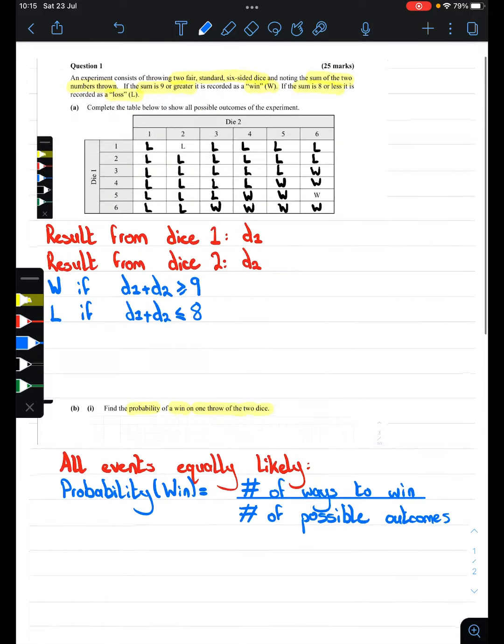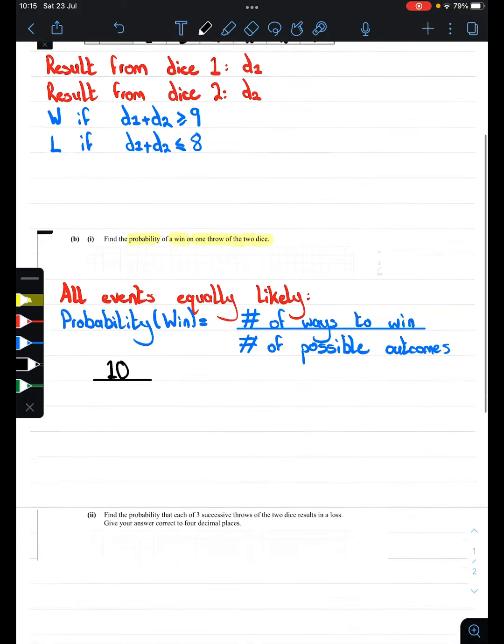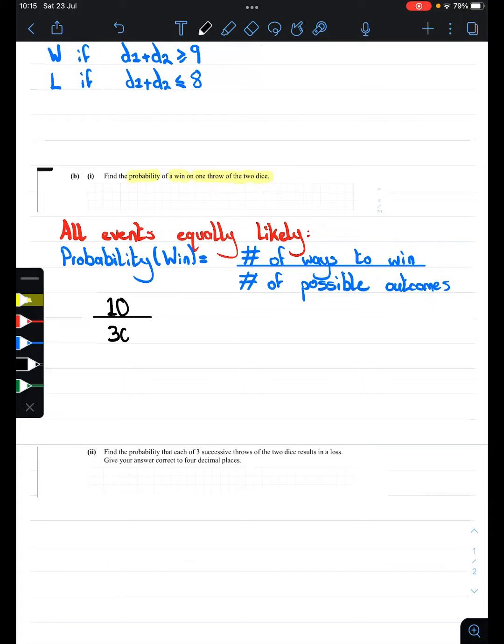So let's count the number of ways to win. There is 1, 2, 3, 4, 5, 6, 7, 8, 9, 10. So we have 10 ways to win, and there are 6 times 6 possible outcomes, 36. So the probability is just 5 over 18.